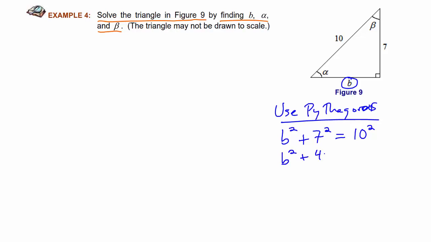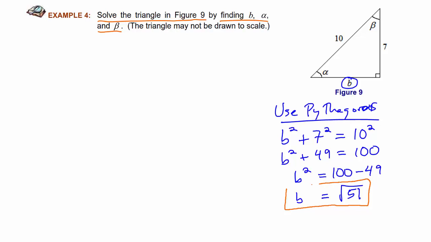So first I can square both 7 and 10, and then I can isolate b squared by subtracting 49 from both sides. 100 minus 49 is 51, and then we're going to have to square root that. Let's do that a little nicer to isolate b. And so here we can see what b equals. All right, so now we're left to find the angles alpha and beta.